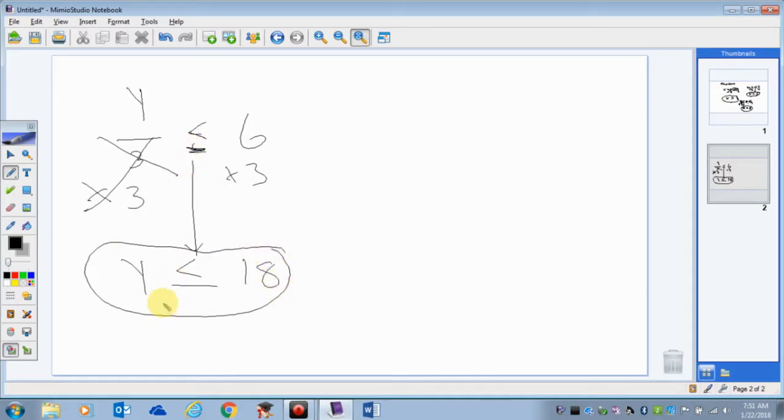So make sure that your sign just comes down. That's all. It's just like the equal sign, it just comes straight down. You don't have to change it or anything like that. Nothing fancy, just bring it down with the rest of the problem.